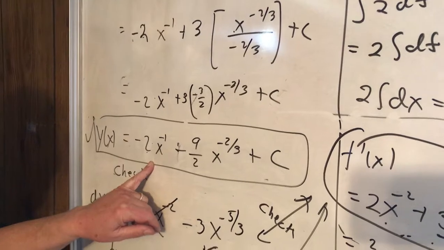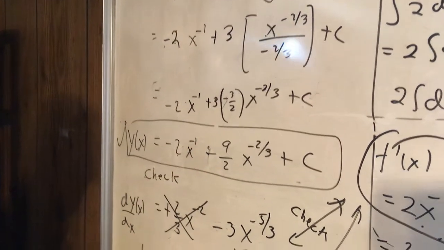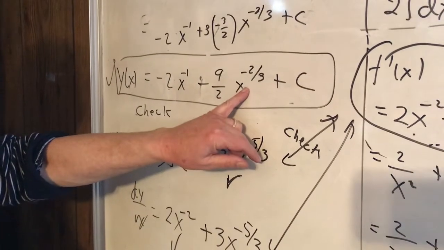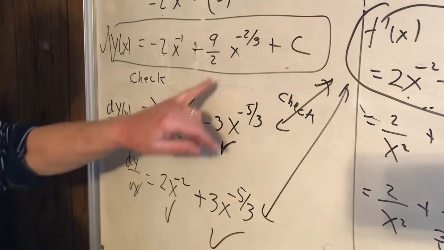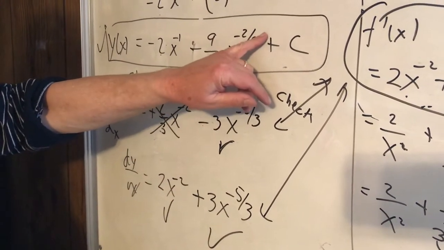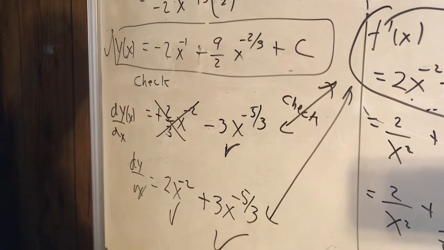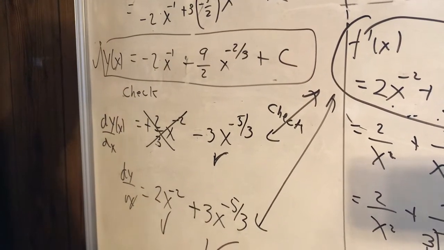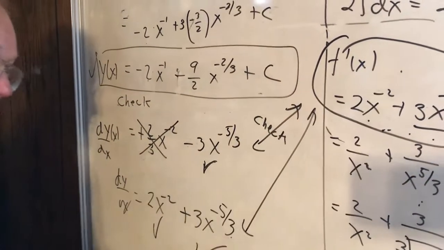Okay, so I checked this by taking the derivative. Minus 1 times minus 2 is plus 2. Minus 1 is minus 2. Minus 2/3 times minus 9/2 is plus 3. x to the minus 2/3 plus 1. Minus 2/3 plus, okay, minus, because this is minus 1. Minus 2/3 minus 1. Minus 2/3 minus 3/3. Minus 5/3. And there you have it.